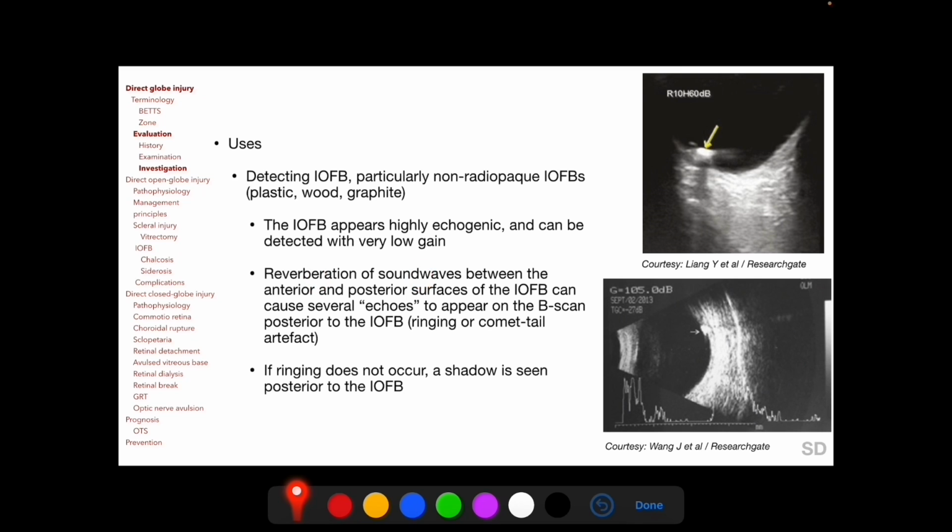Reverberation of sound waves between the anterior and the posterior surfaces of the intraocular foreign body can cause several echoes to appear on the B scan posterior to the intraocular foreign body, as seen here in this USG image, and this is called ringing or comet tail artifact. In this image, the ringing artifact is seen posterior to the globe because the intraocular foreign body is located posteriorly within the globe, but the ringing artifact may be seen within the globe if the intraocular foreign body is located much more anteriorly. But if ringing artifact does not occur, an intraocular foreign body typically shows a shadow posterior to itself.